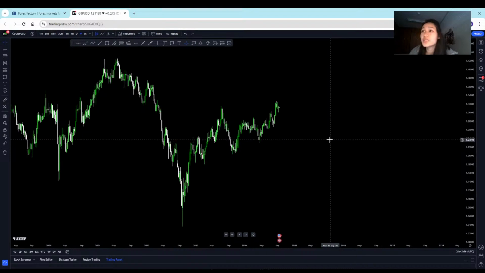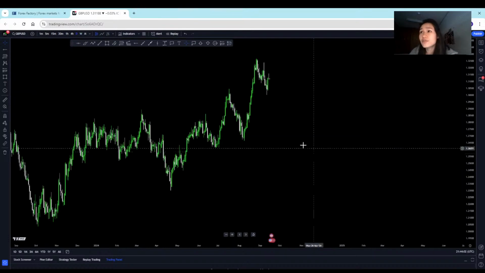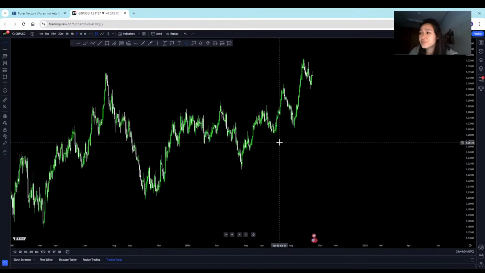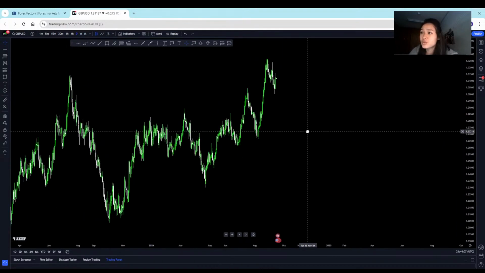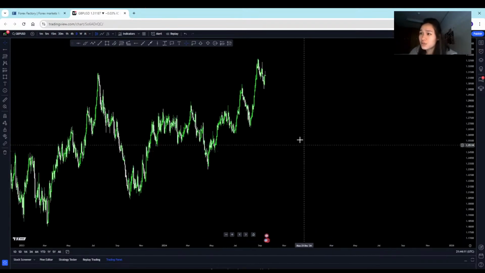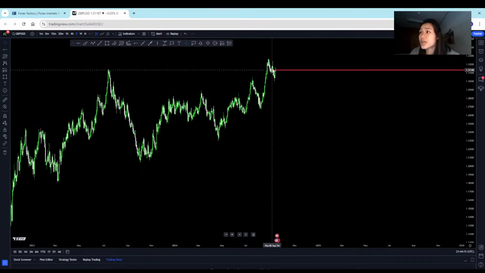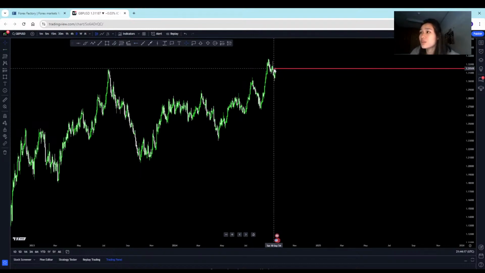So on our weekly time frame, you can see prices moving in this uptrend as well. On our daily time frame, yeah, it's also moving in this uptrend. I don't think we have any trend lines or trend channels. So let's just go ahead and add our support and resistance levels.